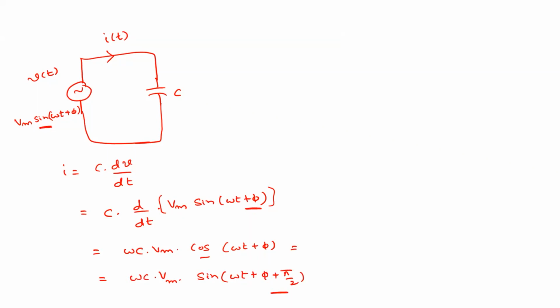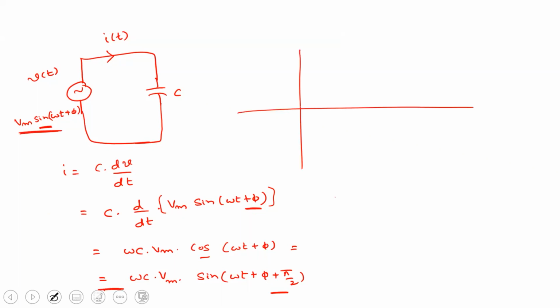So this is voltage and this is current. This is your reference voltage, and this current I is leading by an angle pi by 2. So the current curve will be like this. This is I.